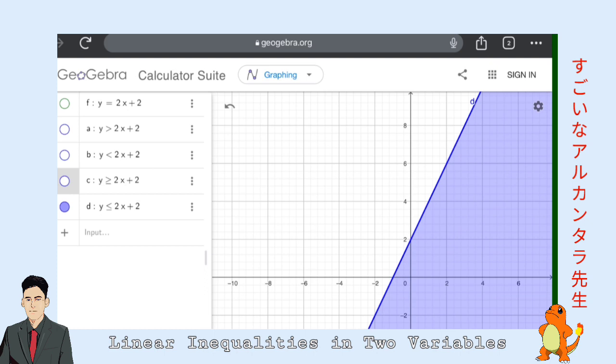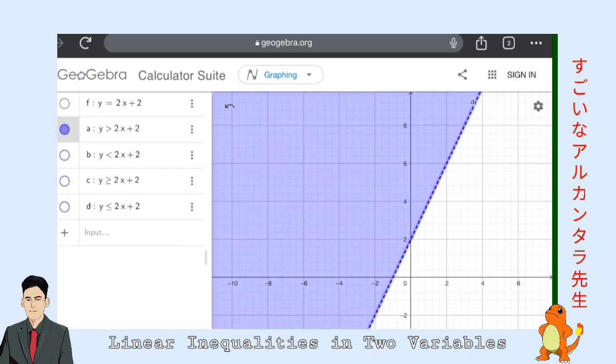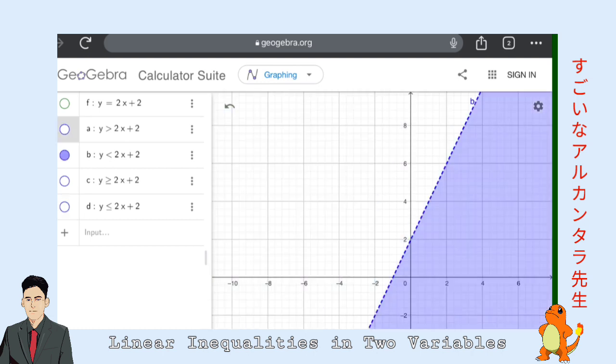Now that we have spoken about where the shaded region will be, if it's greater, above, if it's less than, below. Now, what if we're talking about the lines themselves, the boundary lines? If it's just greater than or less than, the boundary line is dotted or broken. But if there is an underline with those symbols, greater than or equal to, less than or equal to, that will be solid. Because from the name itself, equal to, greater than or equal to, less than or equal to.